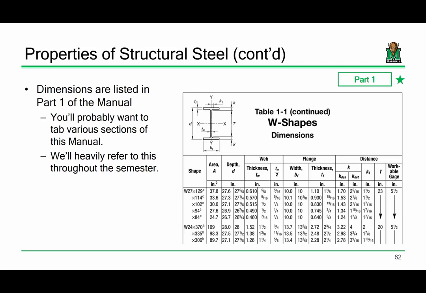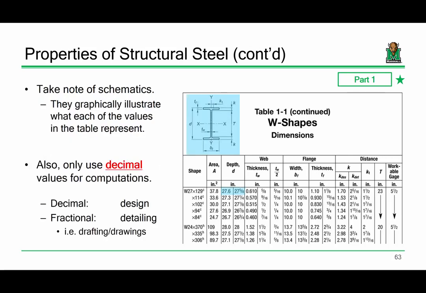Okay, sound good? Now, a couple things. First off, actually pay attention to these symbols. I'm serious, because I'll have students ask, what's the flange width? I need the flange width, but I don't know what the letter is. It's B sub F, because that's what it says right there. So for instance, if you need to know the thickness of the web, it's T sub W. Sound good?